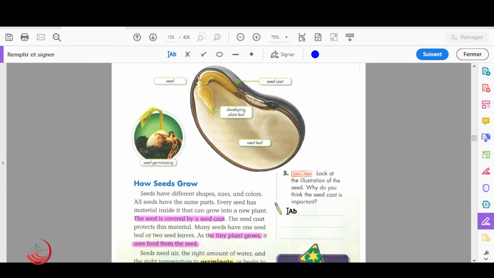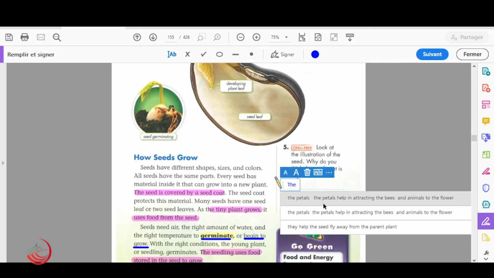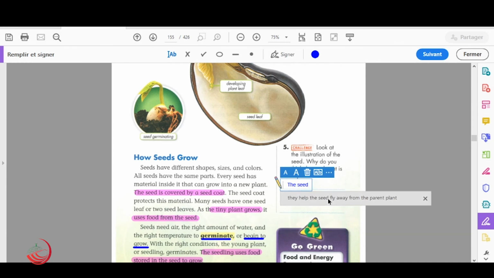Yes, okay. So the coat of the seed, yes, very good. The coat of the seed helps in keeping and protecting the food supplies or the material inside the seed. The seed coat helps in protecting the food supply inside the seed. Very good. Good job.